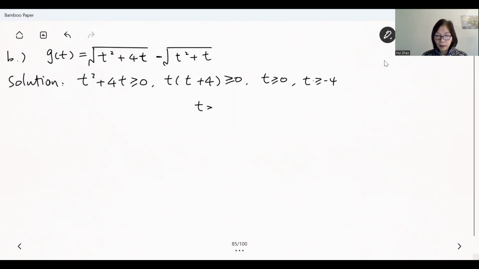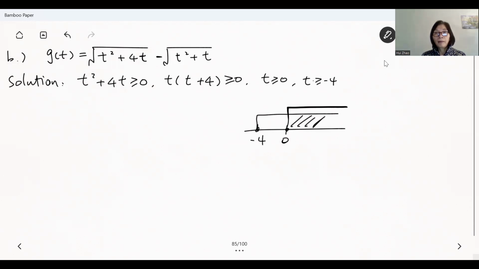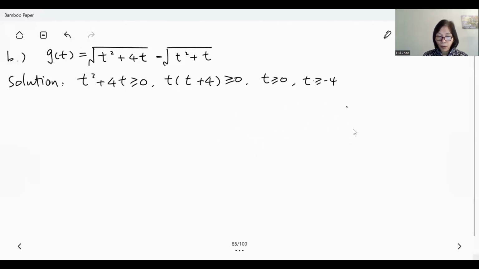And then the solution is t more than 0, right? That's t more than 0 to the right side, and t more than -4 to the right side. So the common region is t more than 0, right? So here, just write down t more than 0, okay?